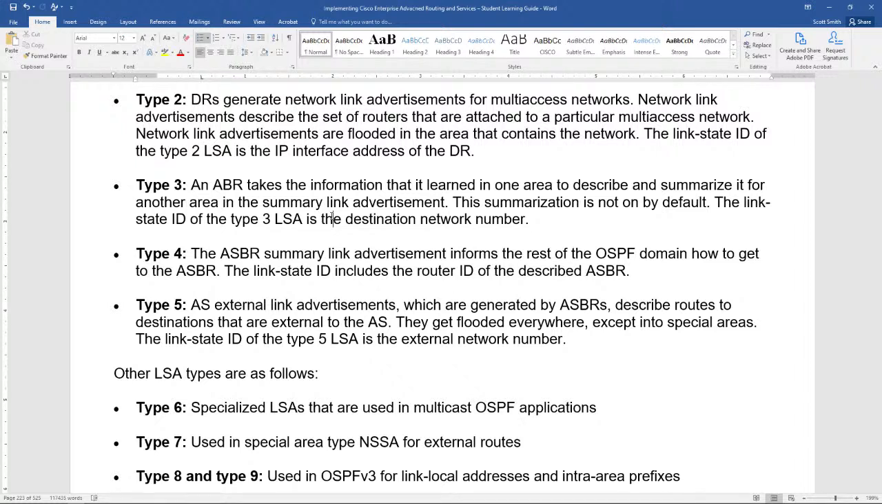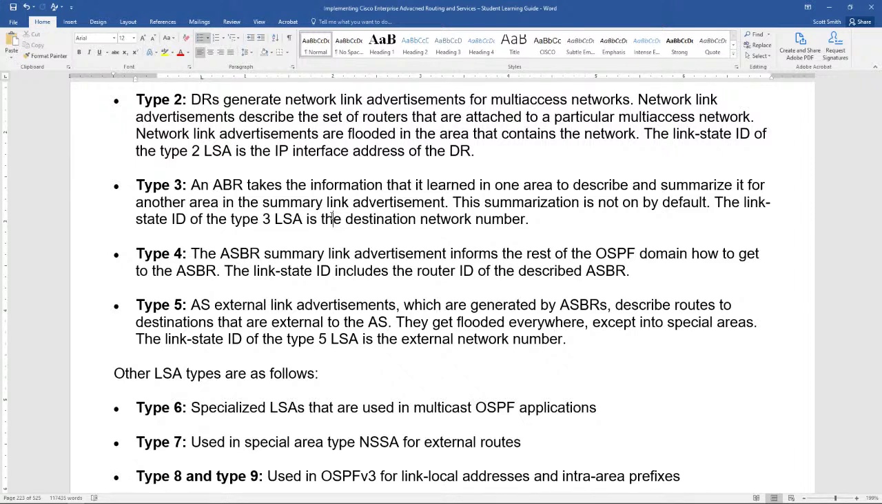We haven't done summarization yet. We will be talking about summarization, but summarization is a way for us to take a bunch of networks and advertise them as a single congruent large subnet, if you will, or supernet, to reduce the size of routing tables. We talked about that in one of our previous discussions, right?